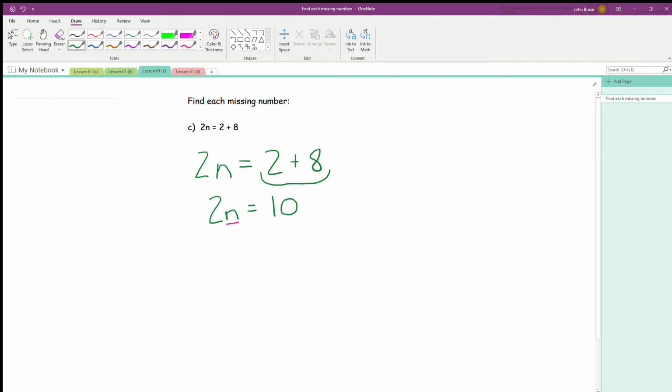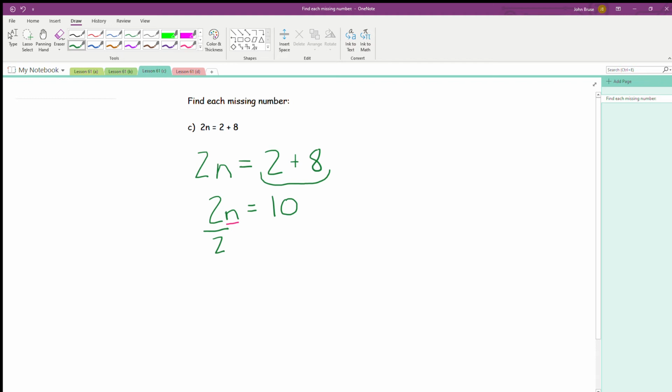Now the first thing I can do is divide. I know that 2 times n equals 10. Well, the opposite of multiplying is dividing, so I'm going to divide by 2, because I know if I divide 2 by 2, I'm going to get 1, and 1 times n is n, which means n will be by itself.